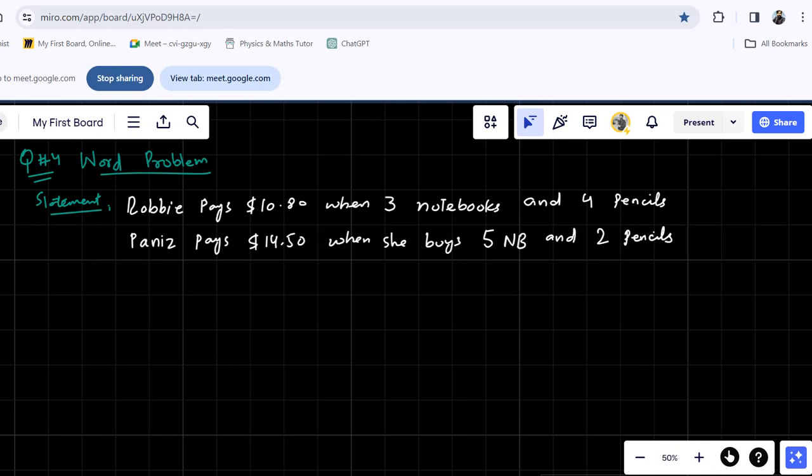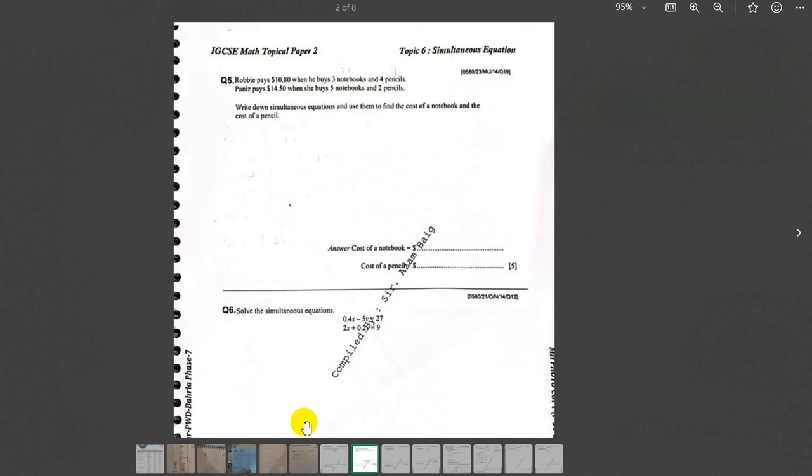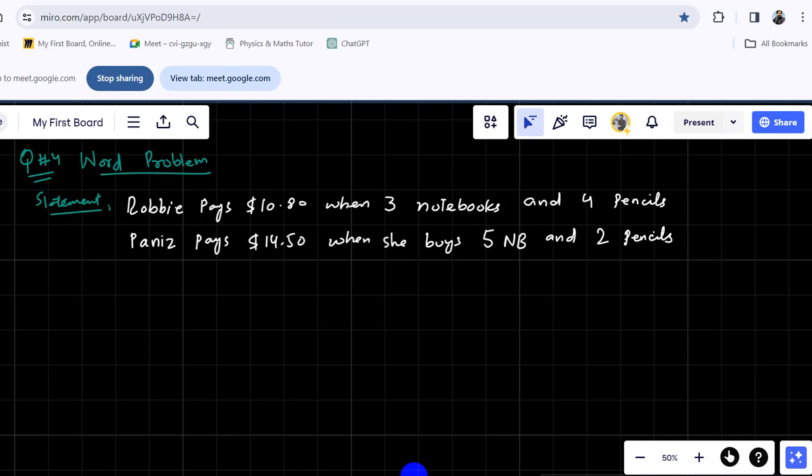So what we need to do here is write down simultaneous equations and use them to find the cost of a notebook and the cost of a pencil. This question is from the past paper of May-June series 2023.